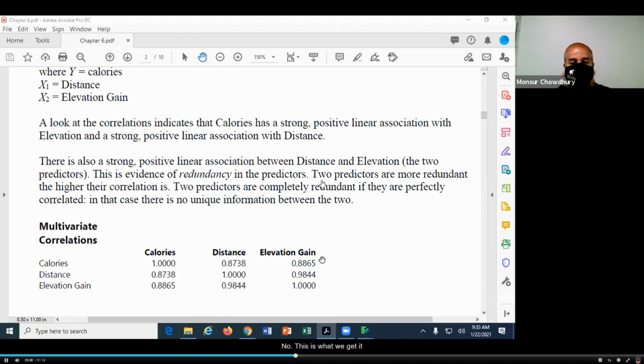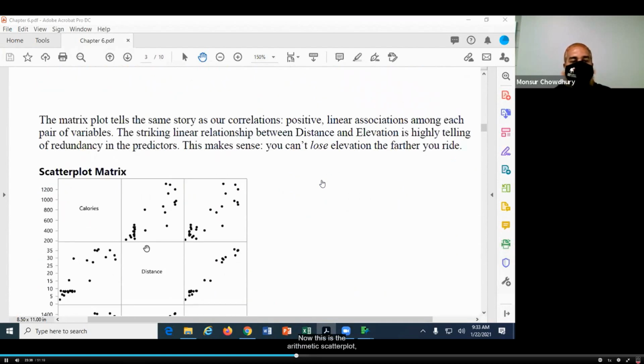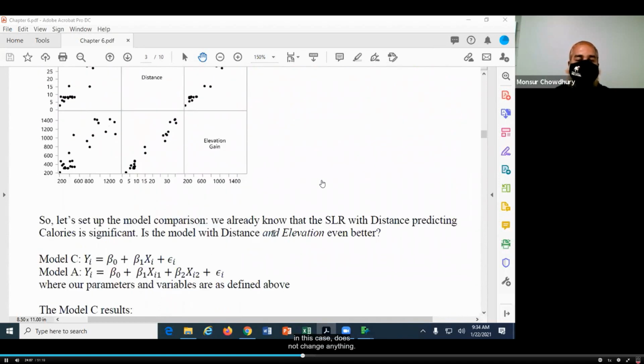Now, this is what we get from the JMP output that I just showed you earlier. Now this is the matrix scatter plot, and I told you already what the matrix scatter plot shows us. So we say that there is a striking linear relationship between distance and elevation gain. This is telling us there is a redundancy in the predictors, and this makes sense because you can't lose elevation the further you ride. So that's why including one more predictor in this case does not change anything.